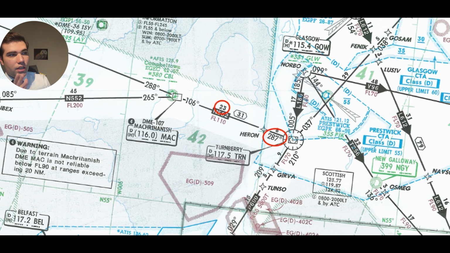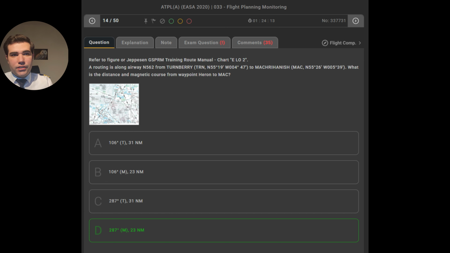And you may wonder about the number 31, which is written above the waypoint, next to 23 nautical miles. It is the total distance between the Turnberry VOR DME and Machrihanish DME. So you need to know the difference between that. It was asking from Heron to Machrihanish, so the answer will be 287 degrees with 23 nautical miles. Simple as that. You just have to spend time finding where the locations are.